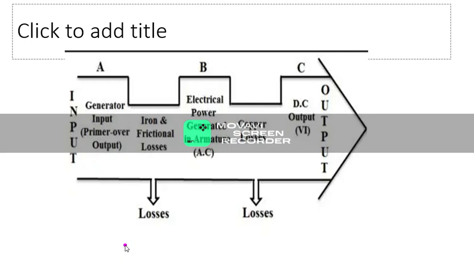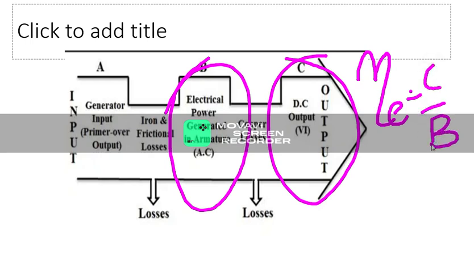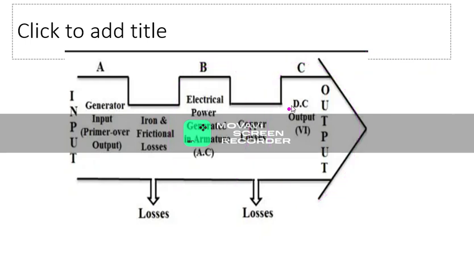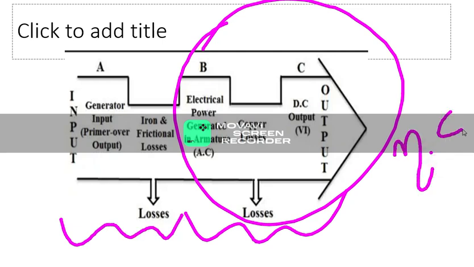Then what is the electrical efficiency? This is our electrical input and this is our electrical output. So electrical efficiency is C by B, because both are electrical. Electrical output divided by electrical input is called the electrical efficiency. These are the electrical part and those are the mechanical part. So for electrical efficiency, the output will be C and the input will be B.